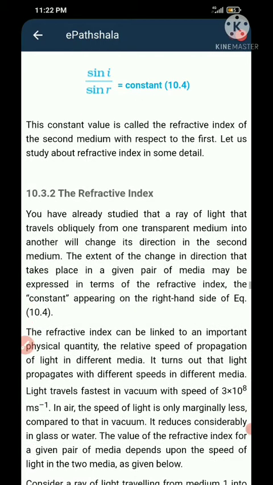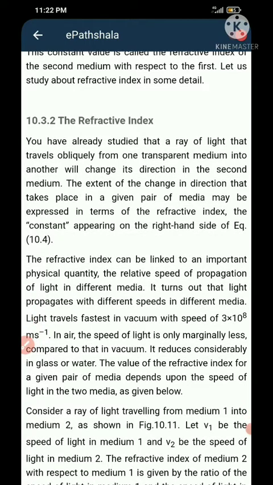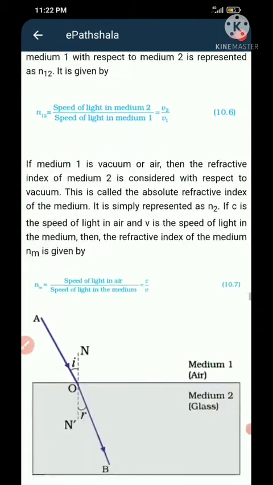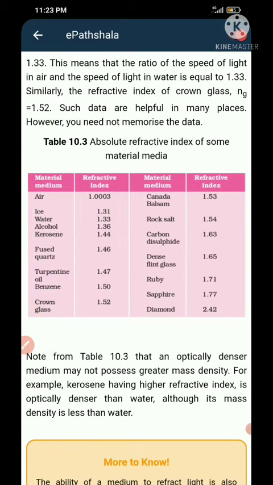What is a refractive index? Different dense media have different refractive indices, meaning the ratio will be constant in the medium. Here is the table. For air, the refractive index is 1.003, for ice 1.31, water 1.33. When we go denser, at the bottom, crown glass 1.52, and the last, diamond, is 2.42.